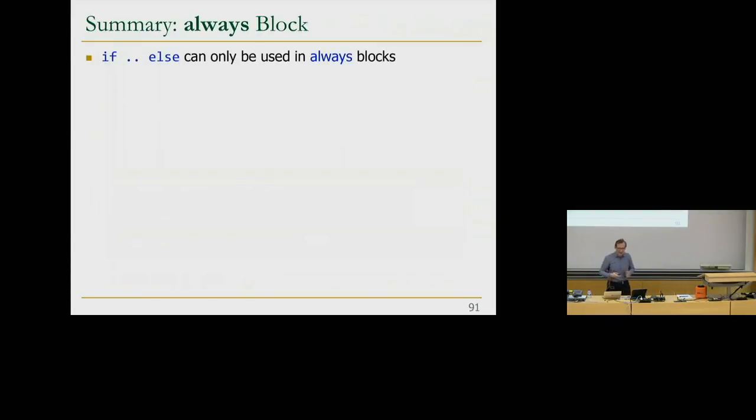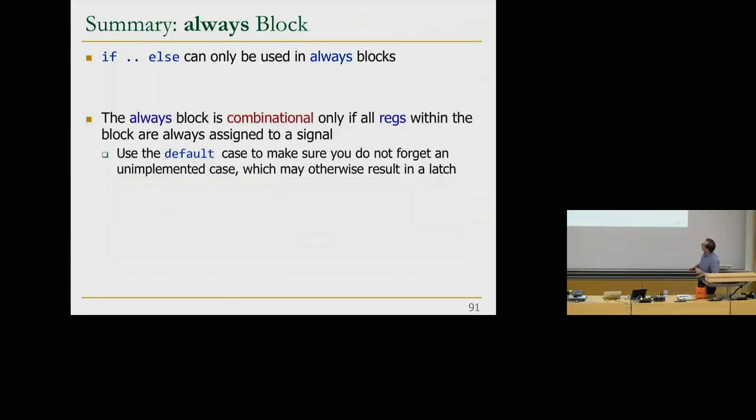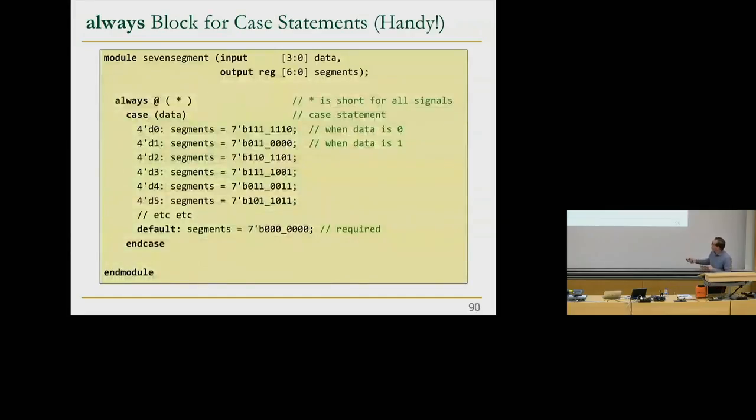Okay, so the summary: if else can only be used in always blocks. So if you want to use if and else, you should use this. Yes? When do we use non-blocking statements? We'll get to that. Okay, and the always block is combinational. I think I already said this. And you can use the casex statement to be able to check for don't cares. So if you go back over here, this is specifying don't cares, right? I don't care what the input value is other than these, then the output should be this.